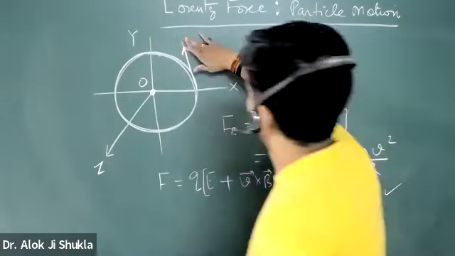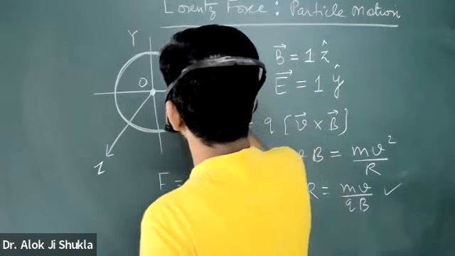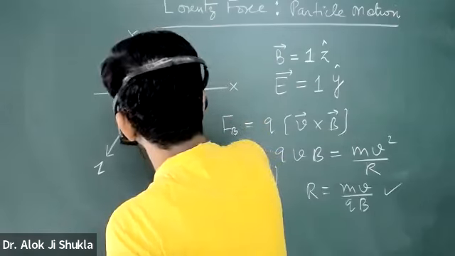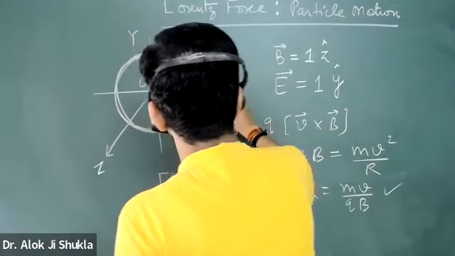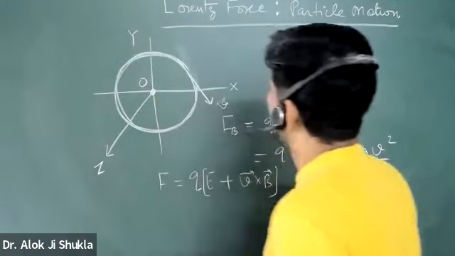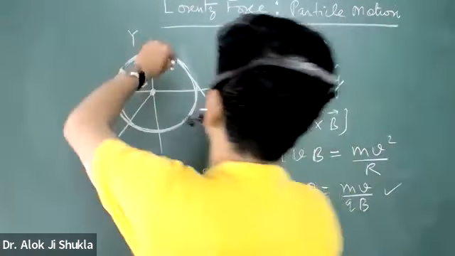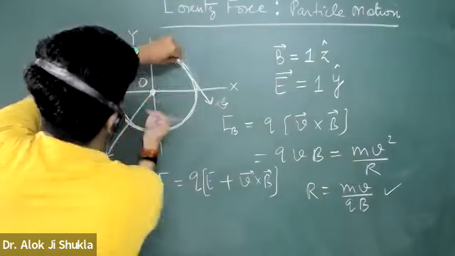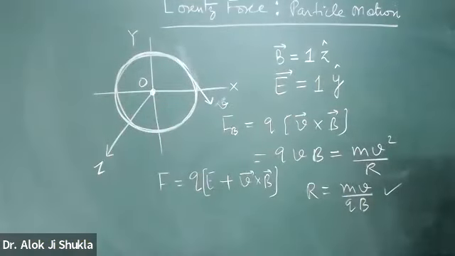X cap direction. Sorry, no. Suppose it is moving like this, centripetal force है ना? So tangent. I am taking this direction. Suppose velocity vector, velocity is like this. So V cross B, B is in perpendicular direction. So V cross B is towards the center. It is providing the centripetal force. B is in Z cap direction. Correct?